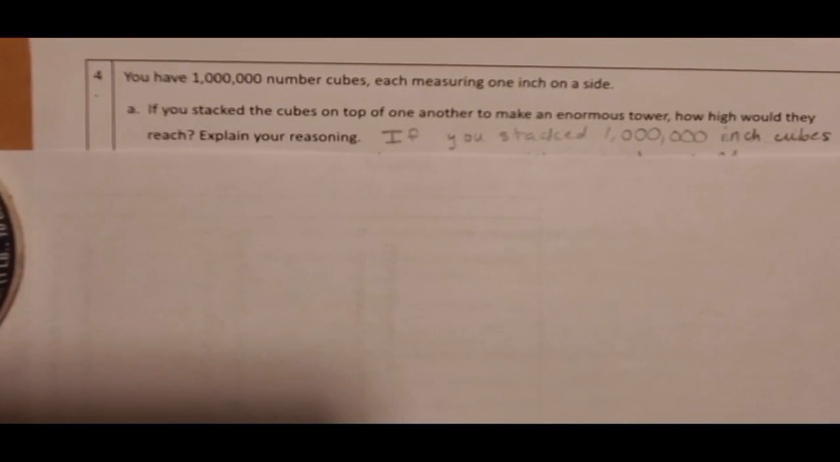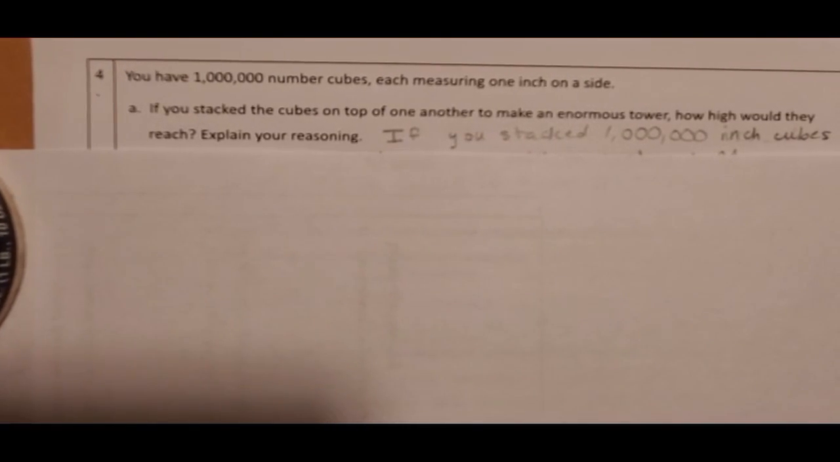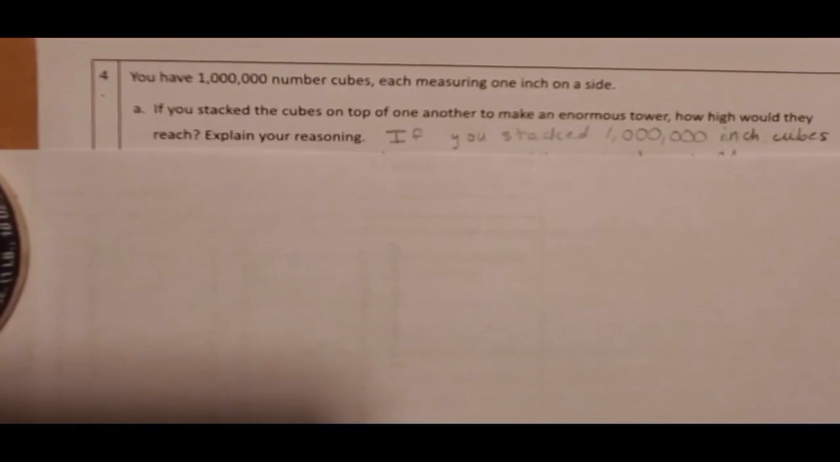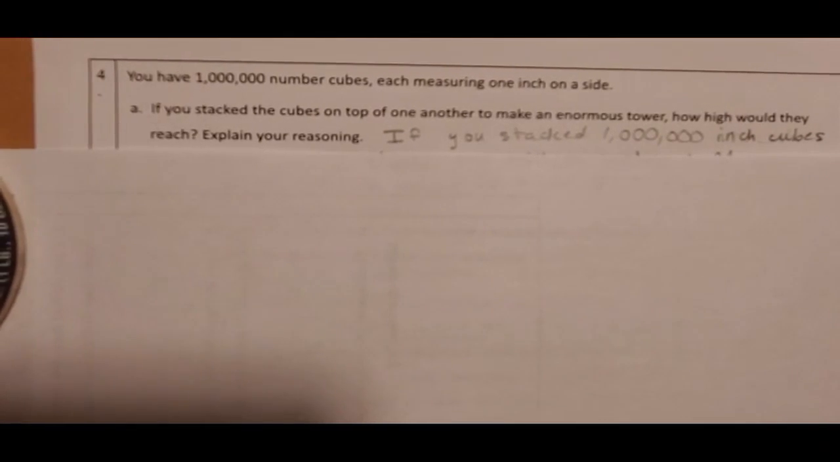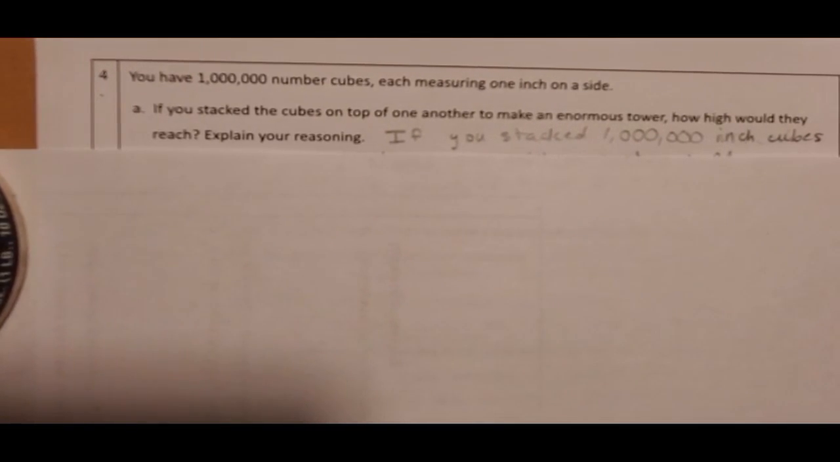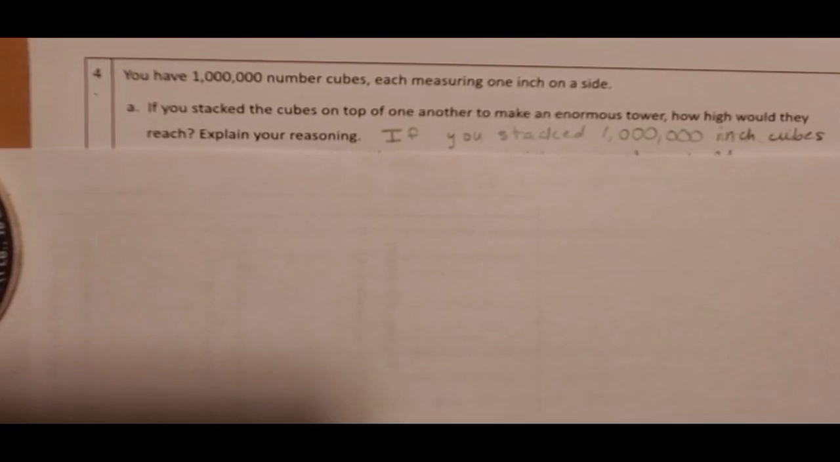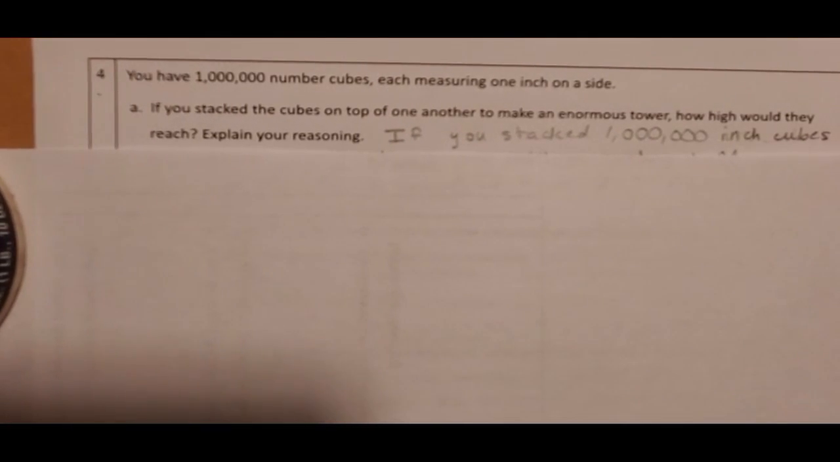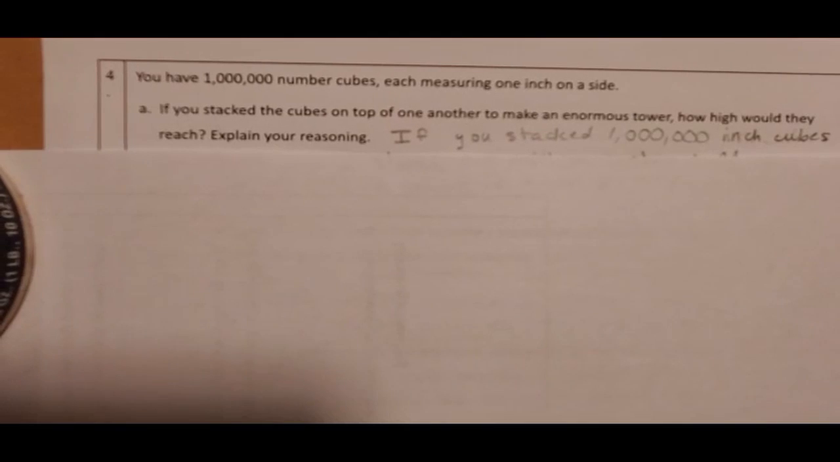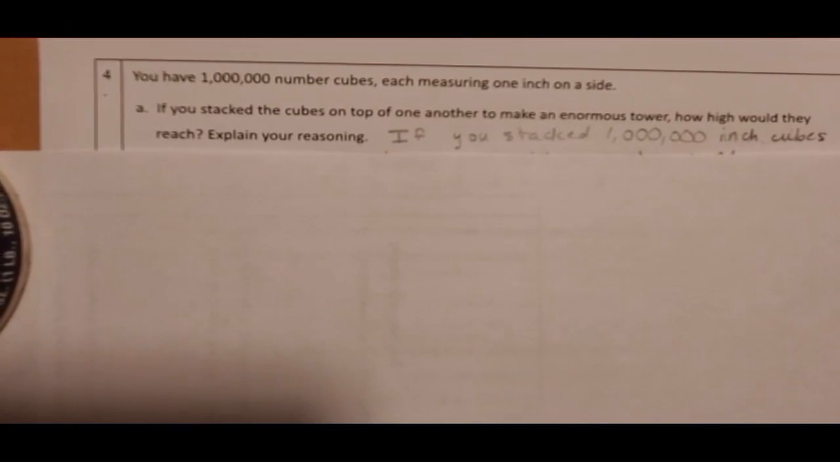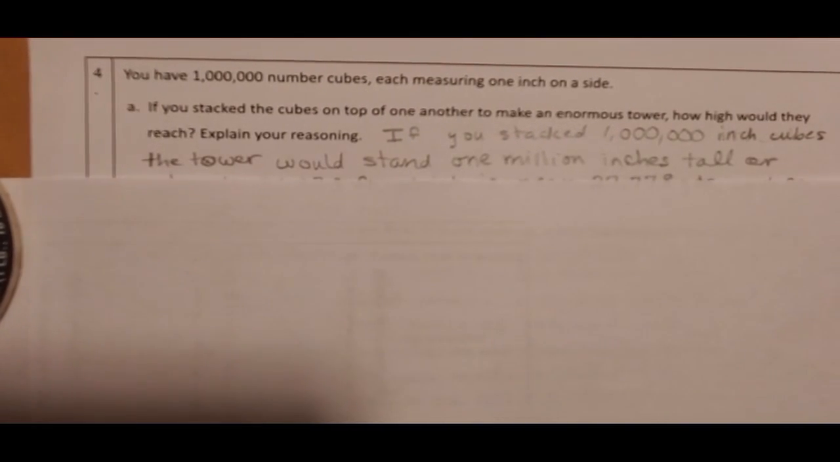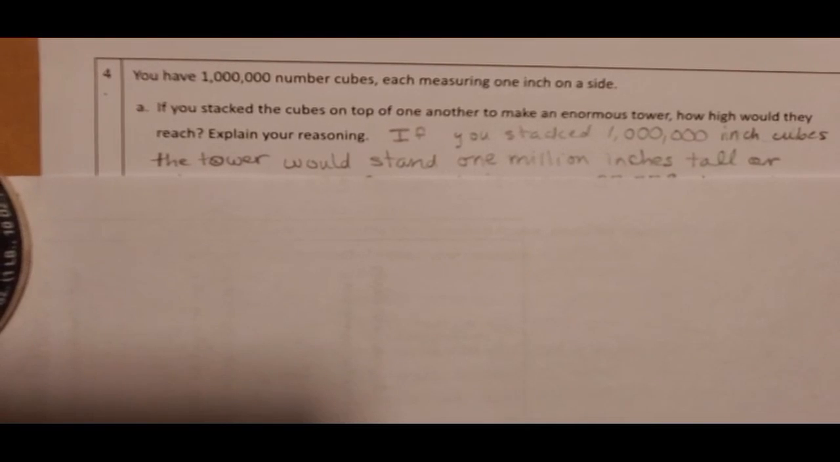For question 4, it says you have 1,000,000 number cubes, each measuring 1 inch on a side. If you stack the cubes on top of one another to make an enormous tower, how high would they reach? Explain your reasoning. To save us a little time, I wrote this ahead of time, so follow along. If you stacked 1,000,000 one-inch cubes, the tower would stand 1,000,000 inches tall.